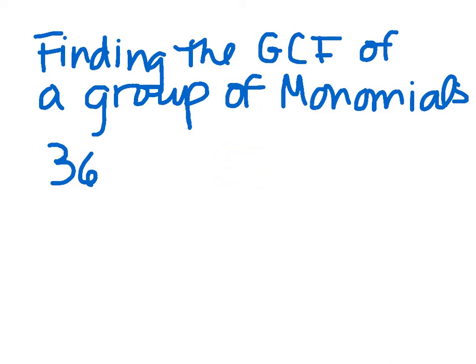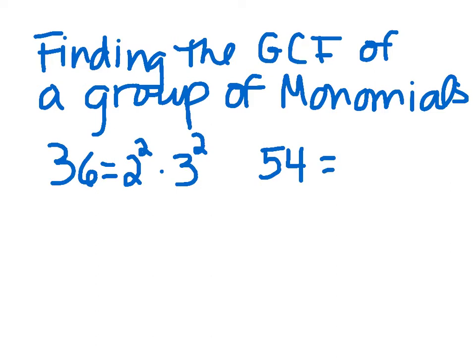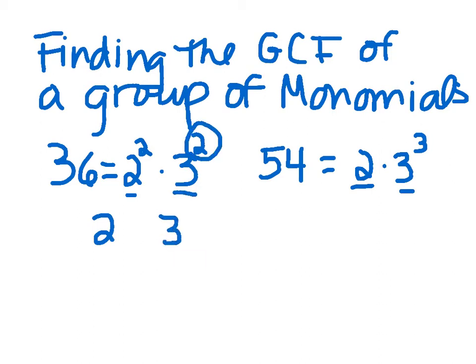If you recall, the way we find the greatest common factor of two numbers is to first find the prime factorization. I'm just going to do this for you. 36 is 2 squared times 3 squared. 54 is 2 times 3 to the third. To find the greatest common factor, we look for the primes that are in common. In this case, they have 2 in common, and they also have 3 in common. We take the smallest exponent of each, and then we multiply these together. 2 times 9 is 18.